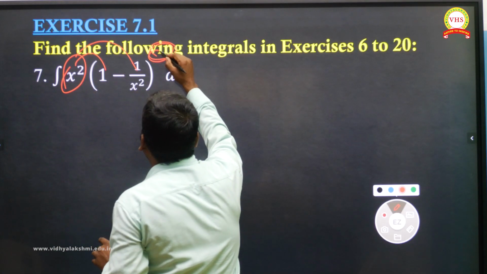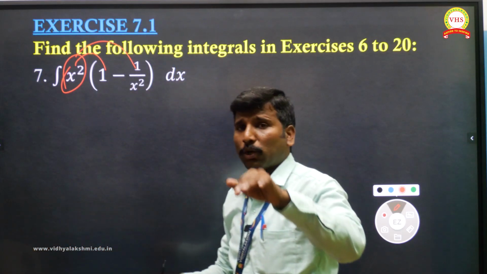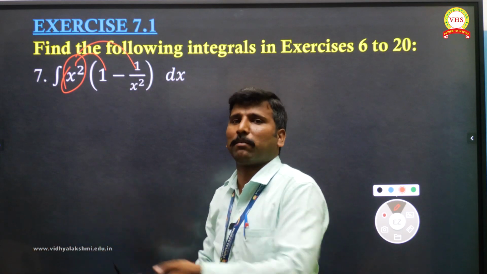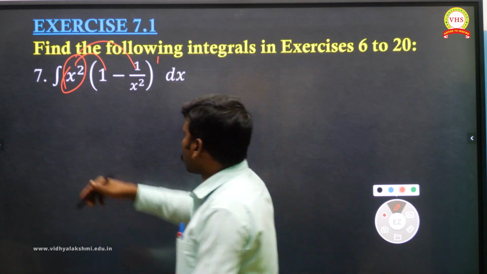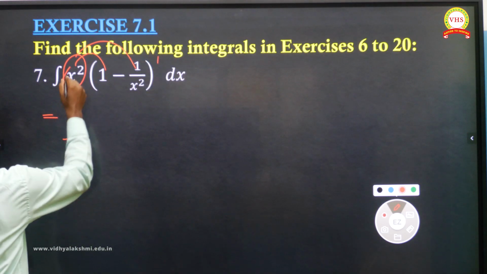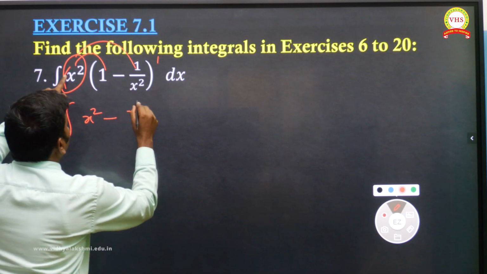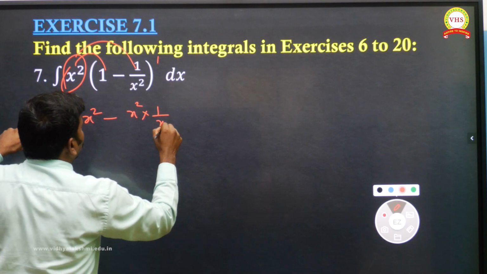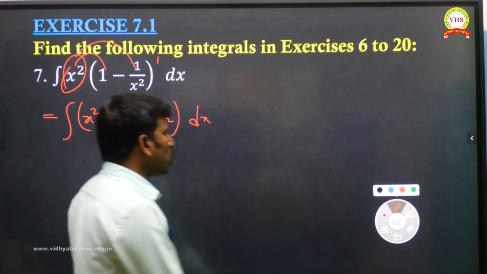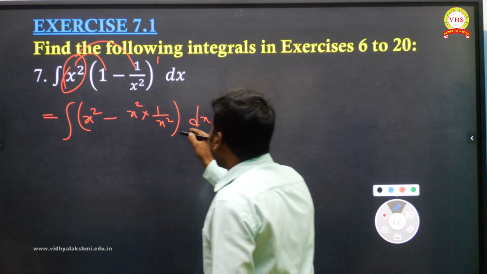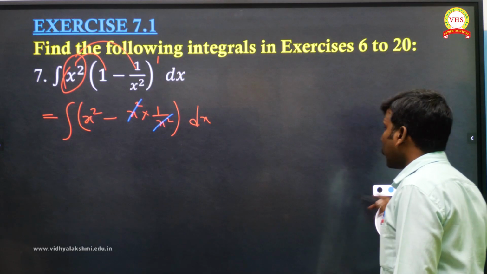If you have any power more than 1, you cannot multiply inside. First you have to apply the power, and only later simplify. But here you can directly multiply, because the power is 1, and power 1 means nothing. So you multiply the x inside, which means 1 into x square minus x square into 1 by x square, and the common dx we have here. You can notice that the x square in the denominator and numerator we can cancel.